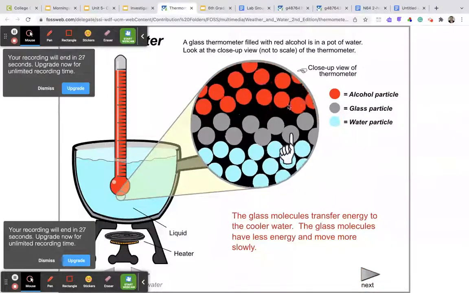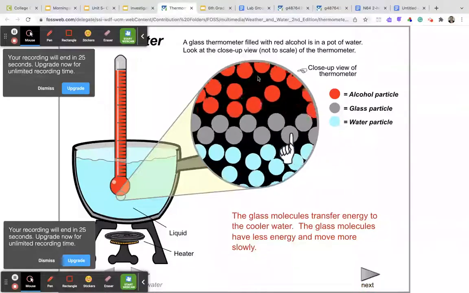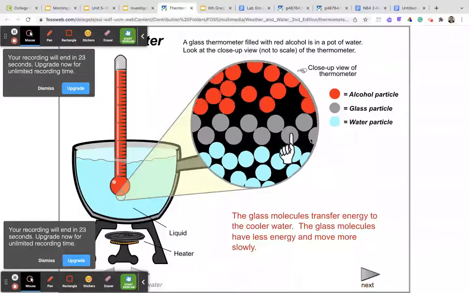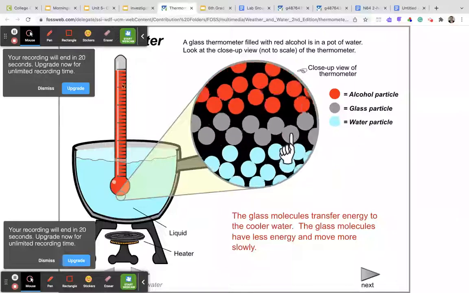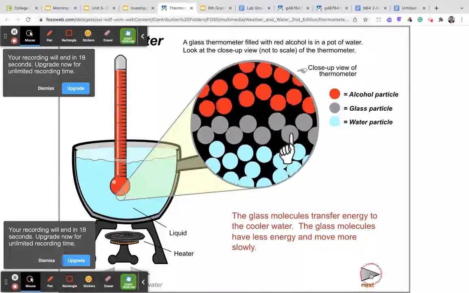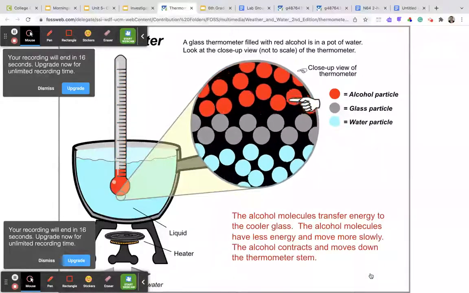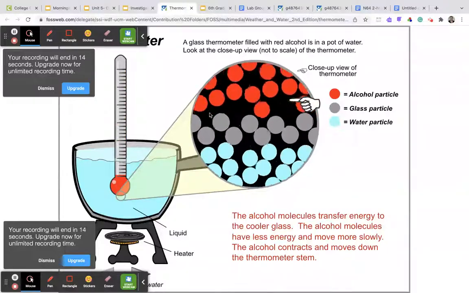The next thing that happens is our alcohol does the same thing. It transfers energy into the glass particles, slowing the alcohol particles down, causing them to contract and go down the thermometer. You notice they're all going the same speed here.